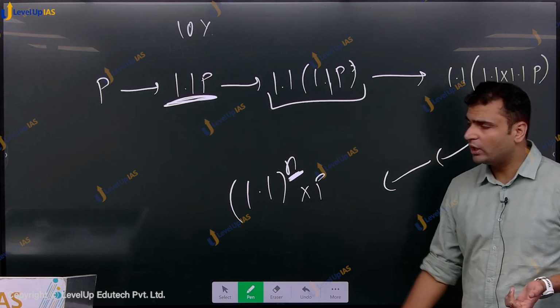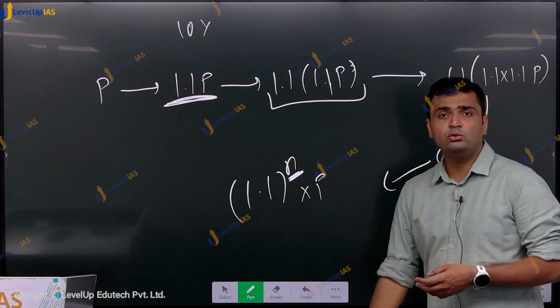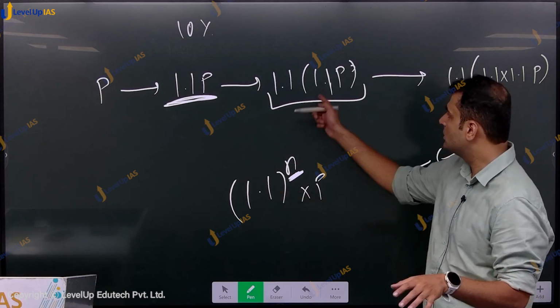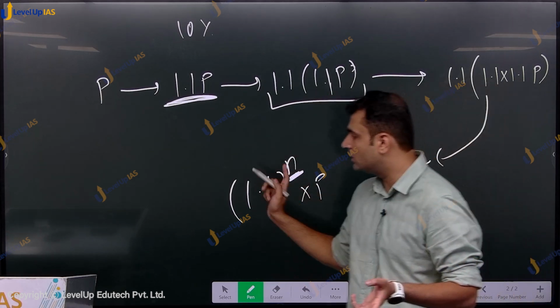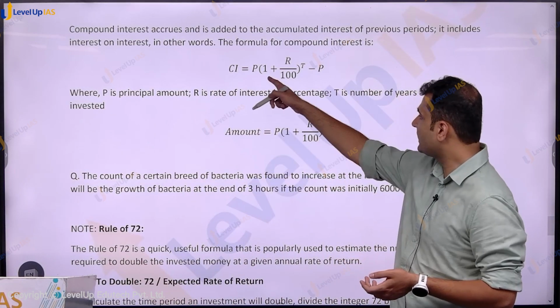जितने भी साल रखोगे उतनी पावर बढ़ती जाएगी, क्योंकि every year your new principal will be last year's principal plus interest. So वो पूरा का पूरा principal की तरह गिना जाएगा. That is the power of compounding. वही लिखा है.